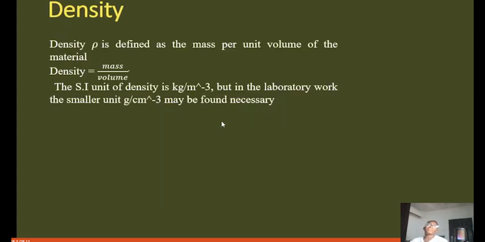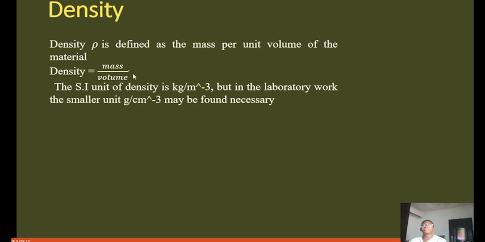Density, rho, is defined as the mass per unit volume of the material. So for us to know the density of a particular material, the mass of the material divided by the volume of the material will give us the density of that material. If we're talking about the density of a solid, that's going to be mass over length times breadth times height, because we are talking about the volume.